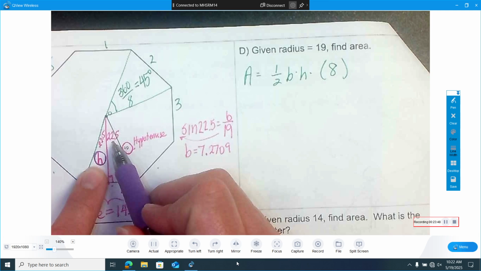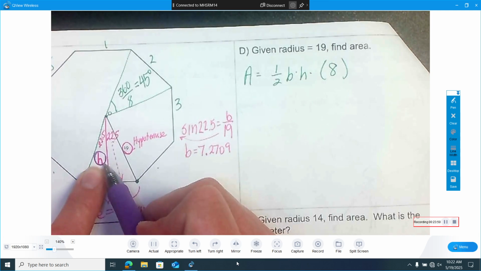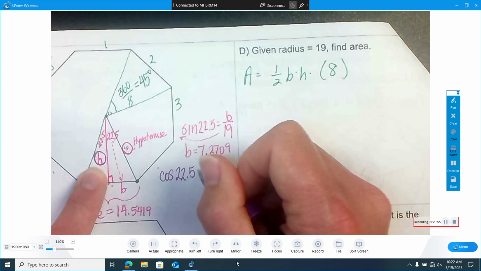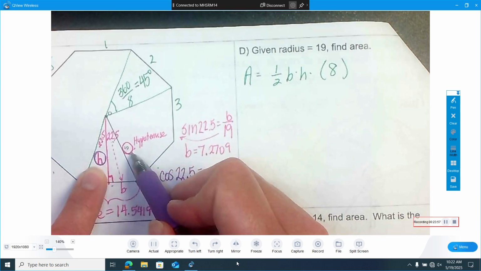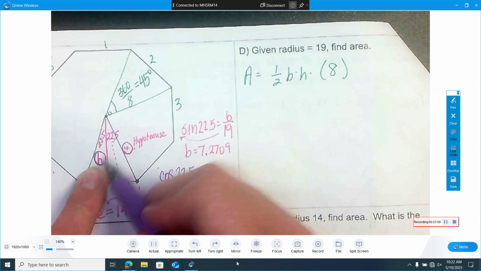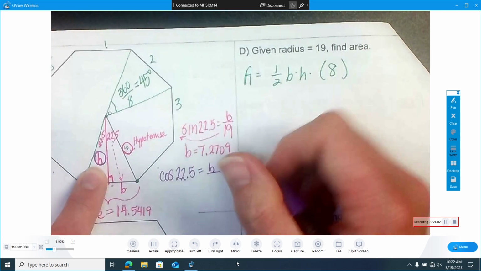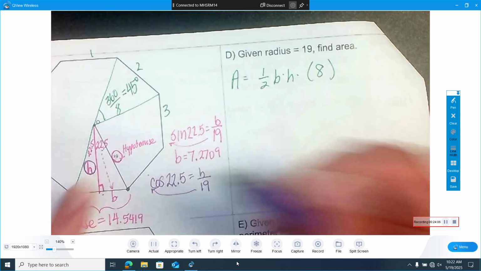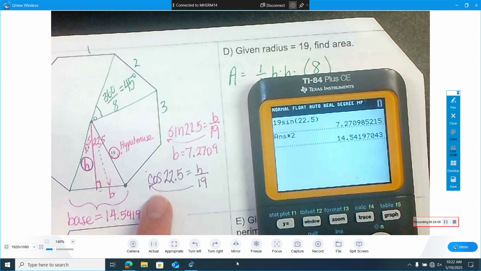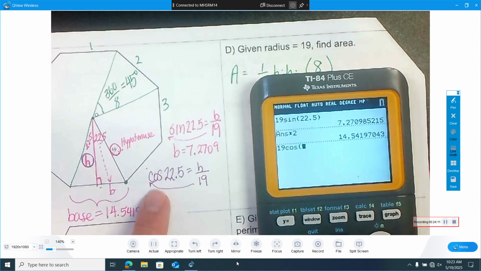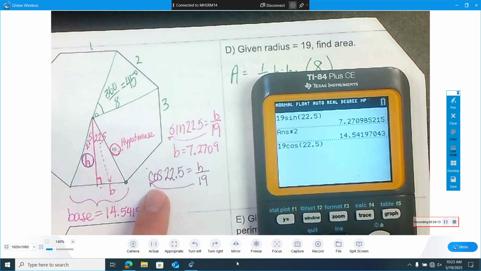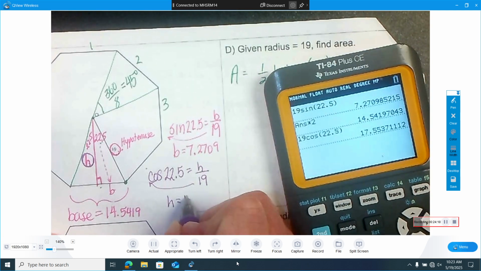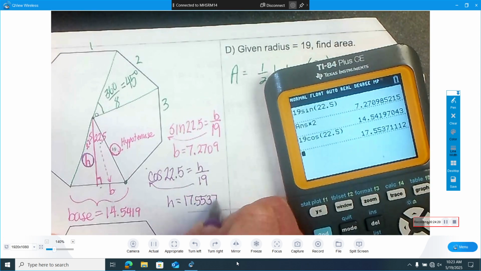So using 22.5 as my angle, cosine of 22.5. Cosine is adjacent over hypotenuse. So adjacent would be the h, and the hypotenuse is 19. So again, we're just going to multiply that 19 over. So you get 19 times the cosine of 22.5, and that height is 17.5537.